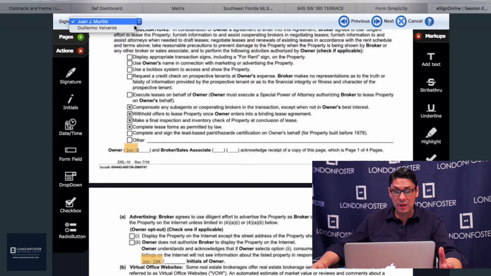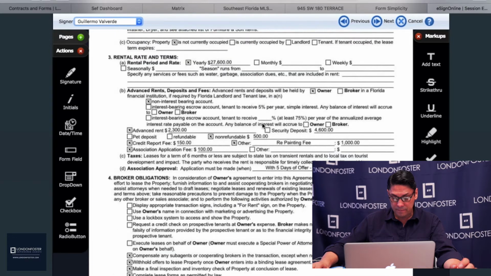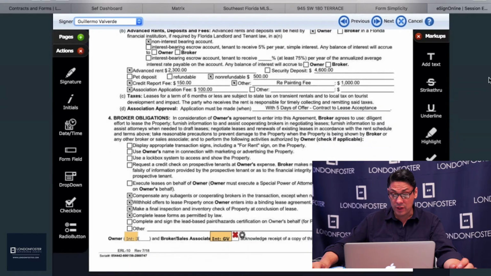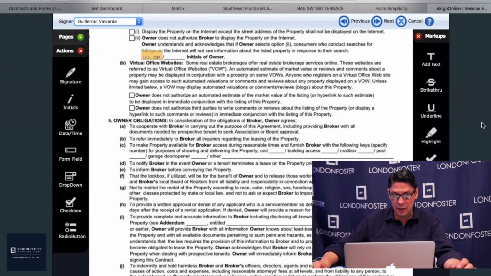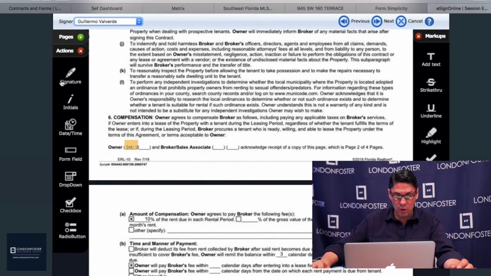But since I am the listing agent and I did not include it at the beginning, it doesn't automatically put me in there. So I'm going to have to drag and drop on every page right next to where the landlord is signing. And it shows a broker associate, broker or sales associate. I need to drop a signature for myself.